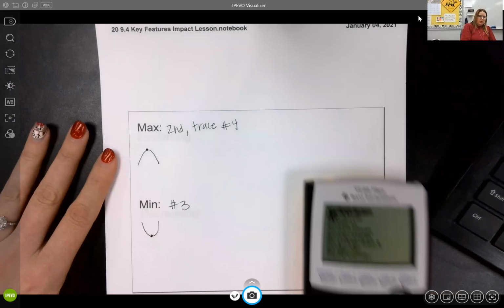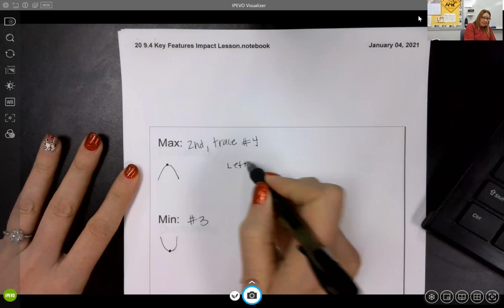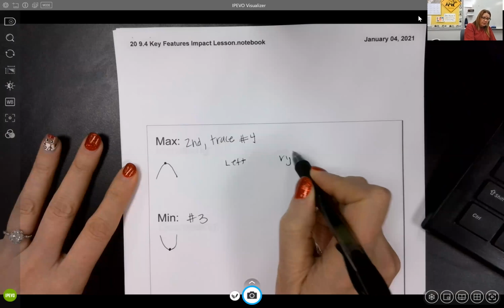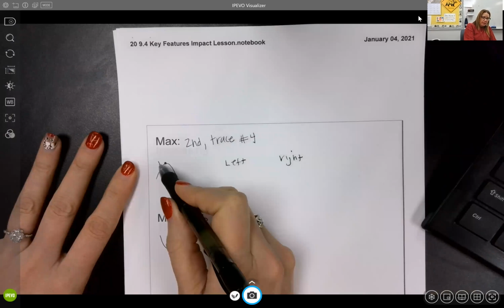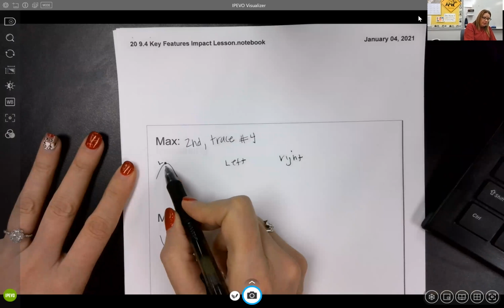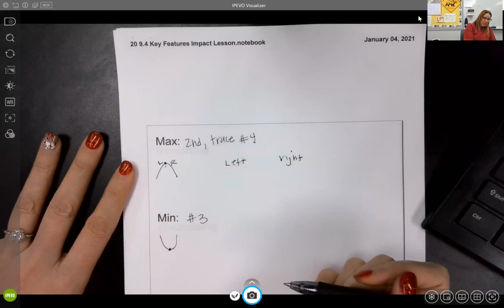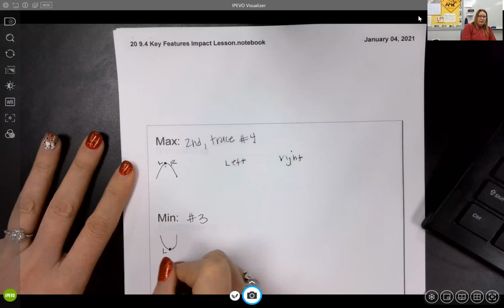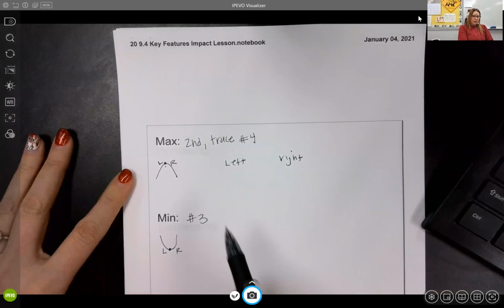Okay. Just remember that when you're doing your left side and your right side, the left is going to be before I hit the top of the mountain, and the right is going to be after you've crossed over. And on this one, it's going to be before you hit the bottom, and the right will be after you've hit the bottom of the valley.